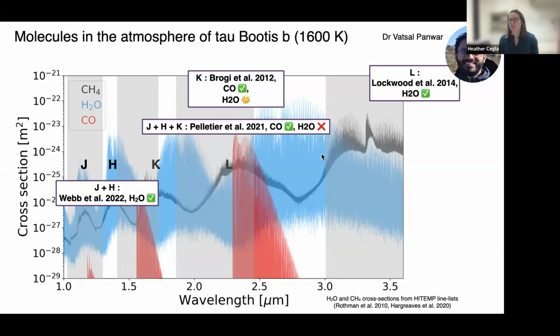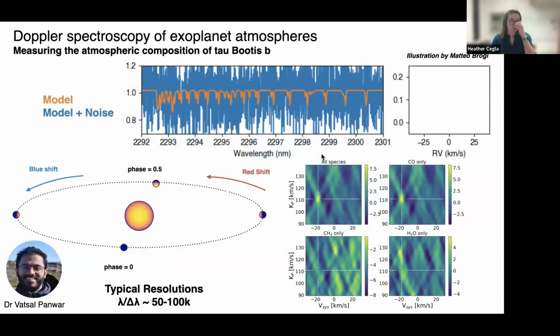The reason this is interesting is because a detection or non-detection of water drives the inferred metallicity of the planet, and a detection of a lot of methane and a lot of carbon monoxide and a high metallicity has implications for how the planet might have formed, which I'll show you a little bit further on. So for this, we're still doing cross-correlation, which has been a theme throughout this high-resolution spectroscopy talk. But in this case, we're doing cross-correlation with the planetary atmosphere.